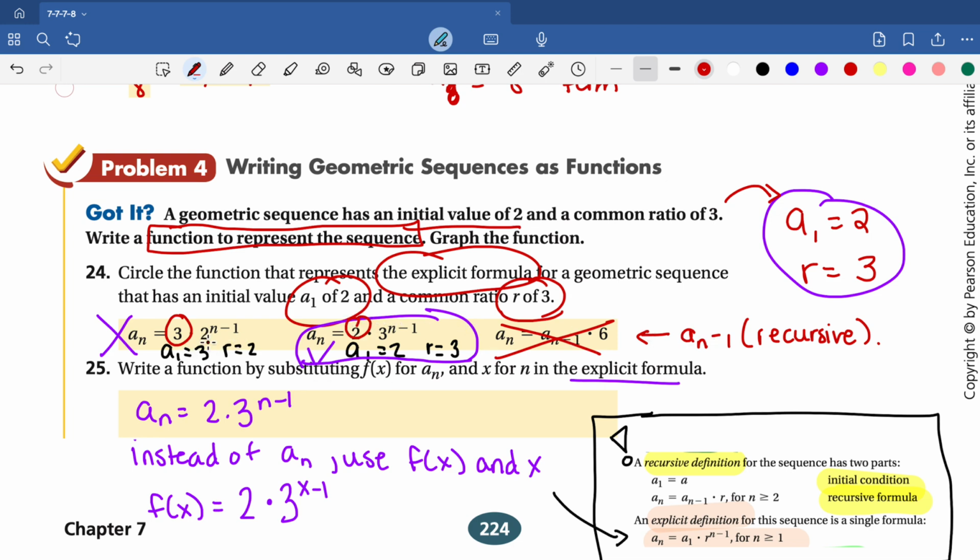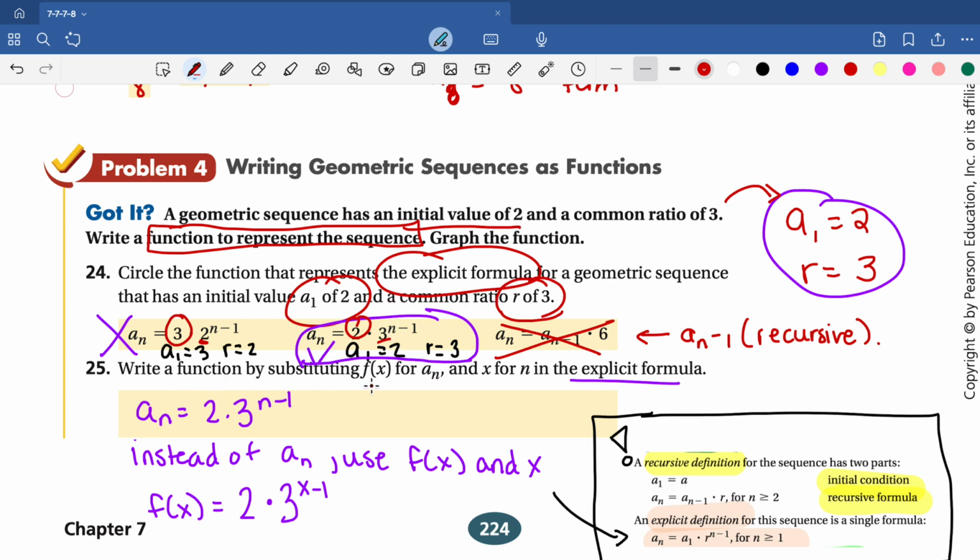Okay? And in all of these, your first term here, for the first one, a sub 1 is 3. For this equation, a sub 1 is 2. And for this one, this doesn't even have your a sub 1 here. So this is using your previous term. So we already know that if it's using the previous term, this is recursive. And so your r here is going to be the factor that's being raised to a power. So r here is 2 and r here is 3. Which one matches a sub 1 is 2 and r is 3? That's going to be the second one.